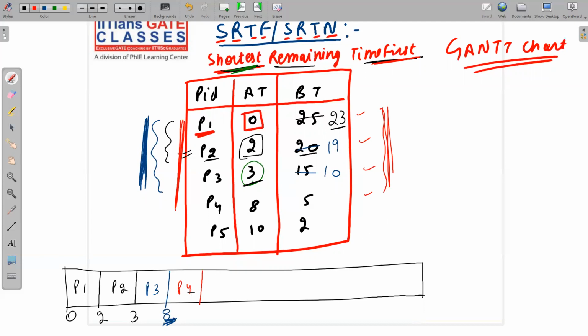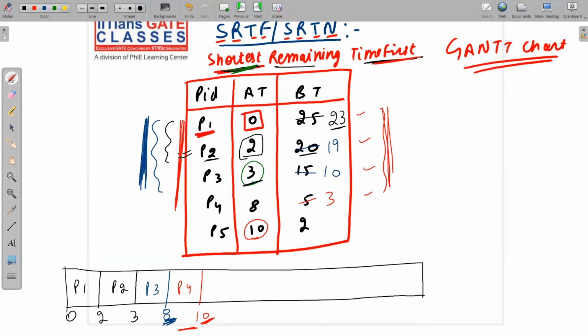So finally, for how much time will P4 be executed? At time 10, a new process, P5, comes into the picture. So till 10, I will execute P4. 2 units of time it has been executed, so its remaining time will be 3. Now we are at time 10.